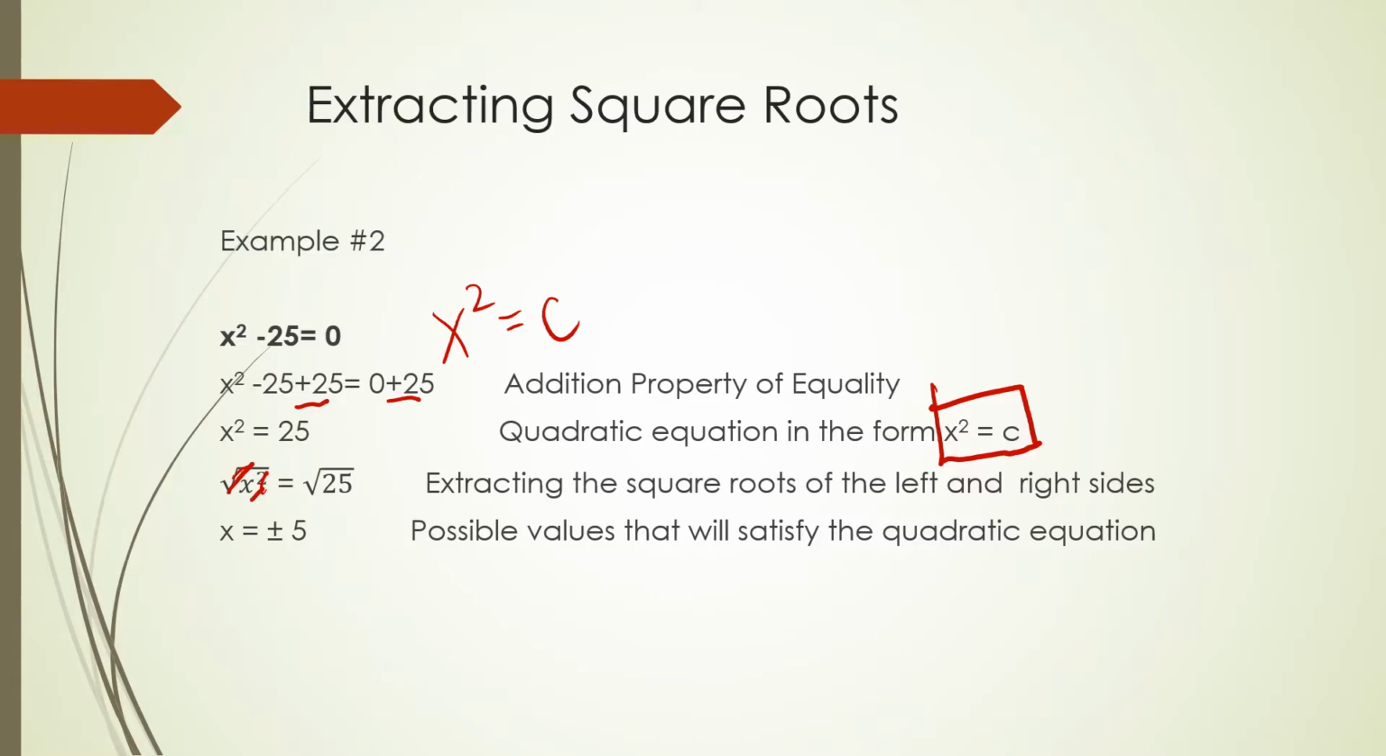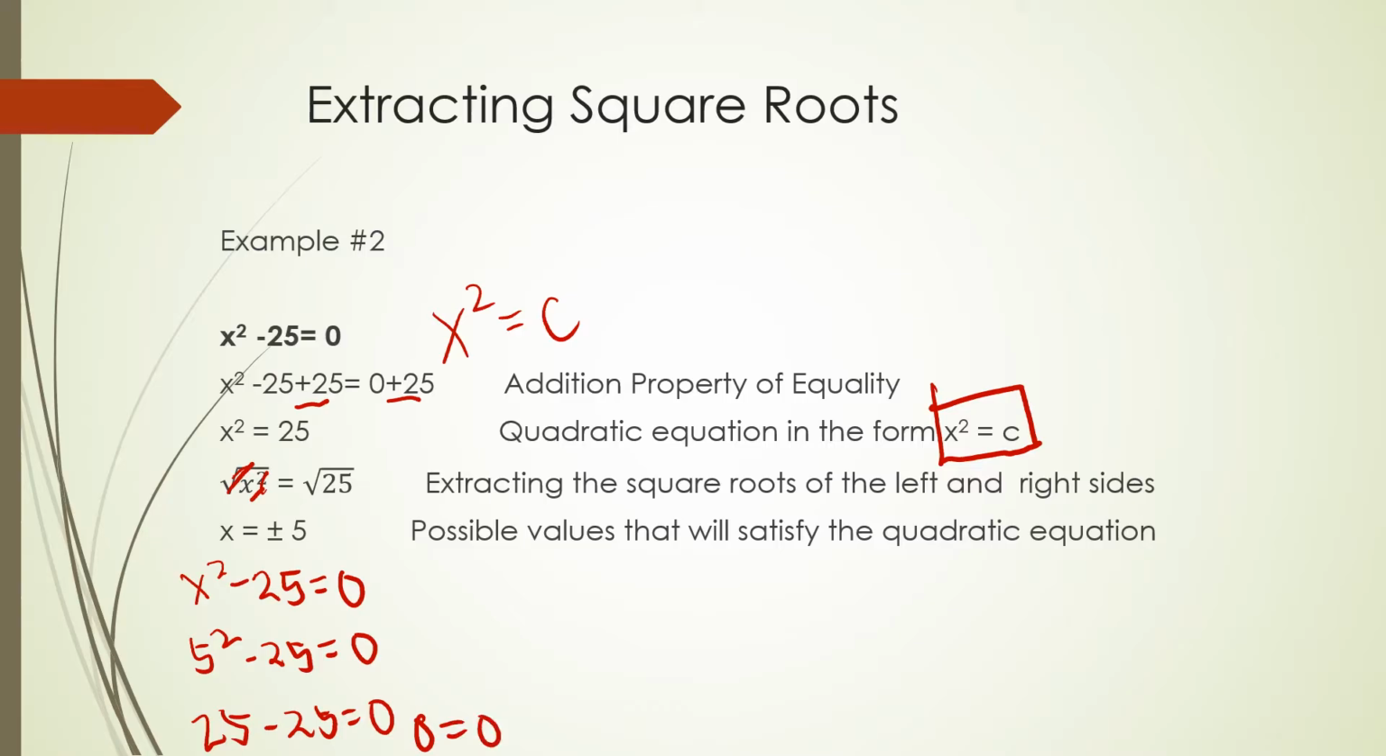Same as before, if you're going to check the solution, you may use the original equation, x squared minus 25 is equal to 0. Substitute positive 5 first. So, 5 squared minus 25 is equal to 0. 5 squared, that is 25, minus 25 is equal to 0. And 25 minus 25, that is equal to 0. So therefore, 0 is equal to 0.